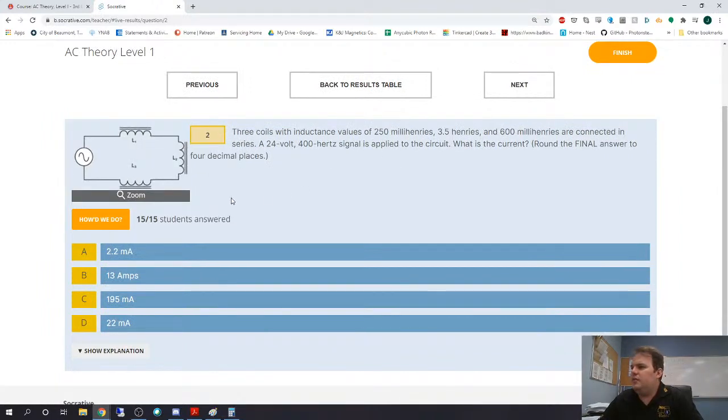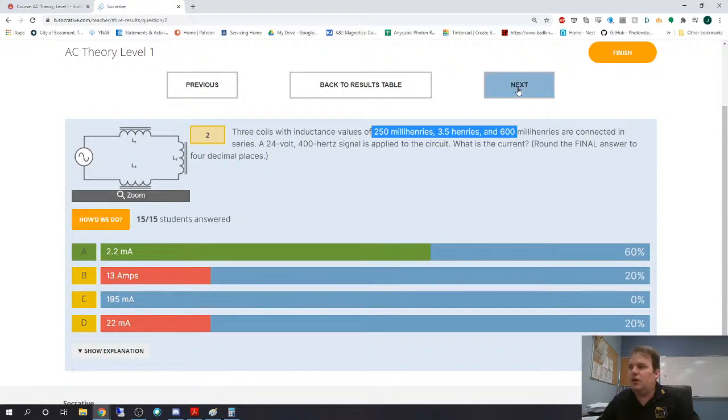All right. 3 coils with inductance values are connected in series. A 24 volt signal is applied to the circuit. What is the current? Same question. The only difference is the very first step where you add these up instead of doing the reciprocal method. So this is a significantly easier question. Getting 2.2 milliamps.